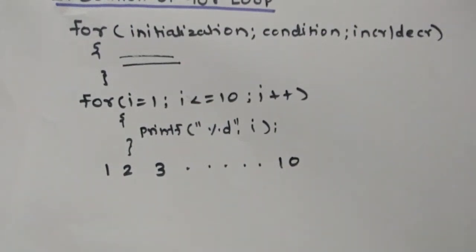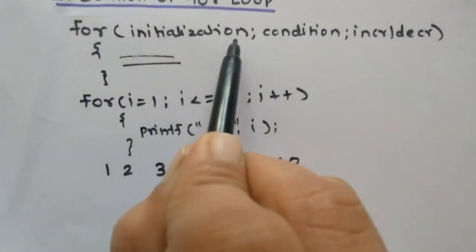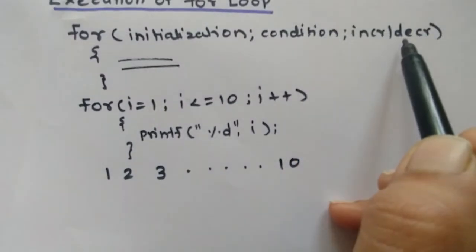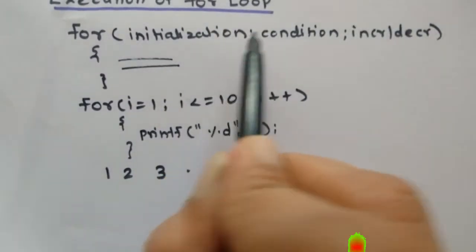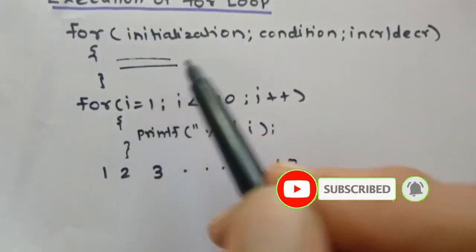In this video, you will learn execution of for loop. The syntax of for loop is for, here is initialization, then condition, and then increment or the decrement. And depending on this condition, we are executing this part.